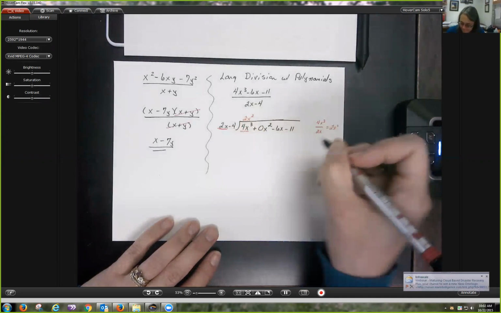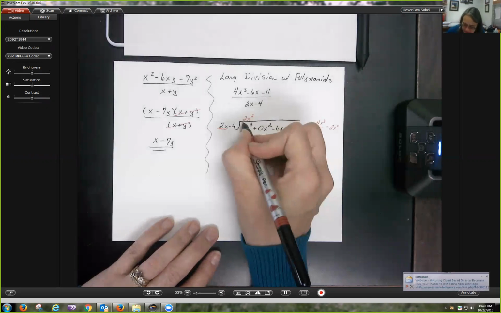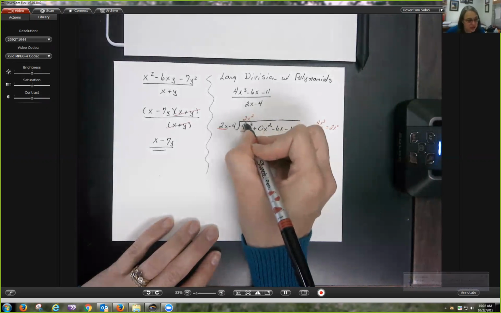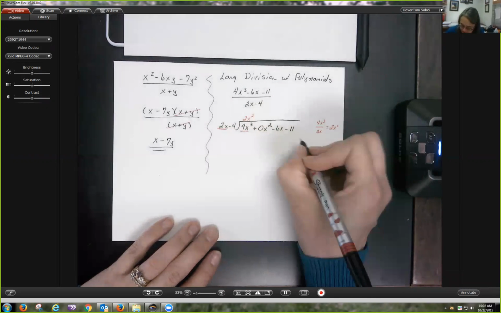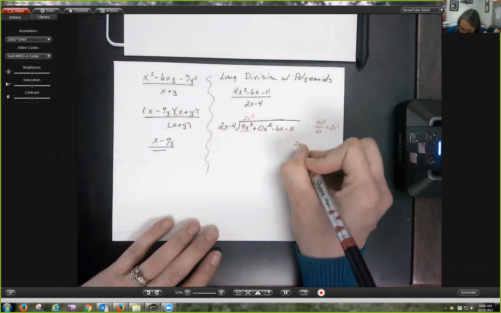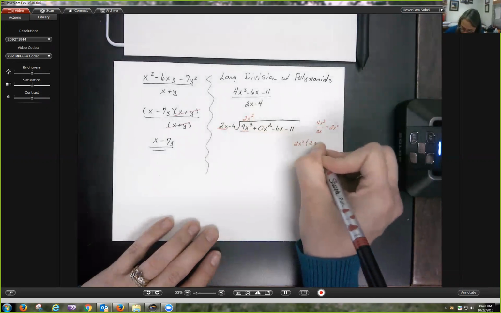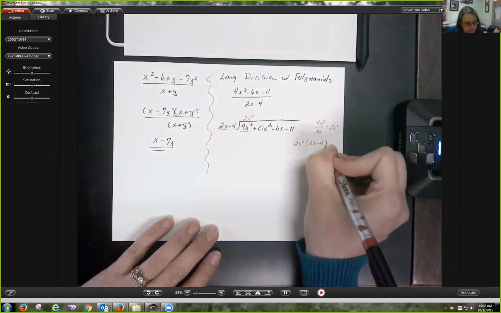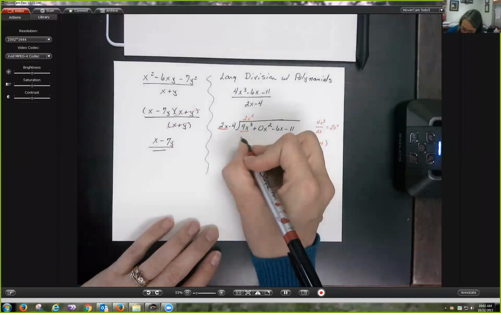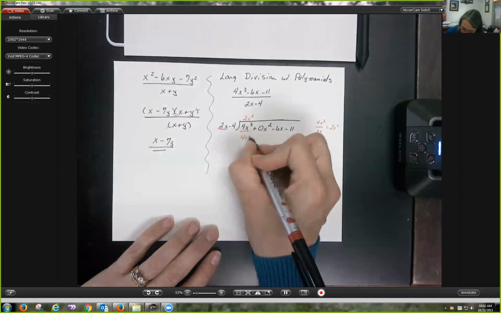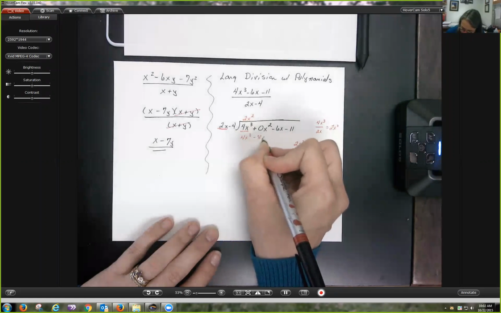Okay? Now, we take whatever we just wrote down and we multiply it all the way through what we have in front. So that's 2x squared times 2x minus 4, or 4x to the third minus 8x.